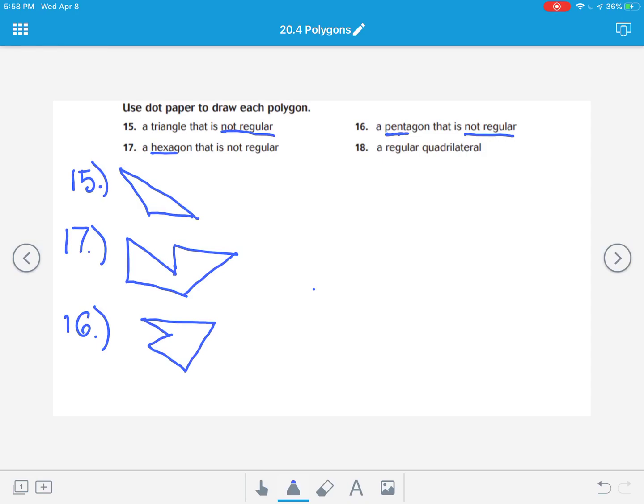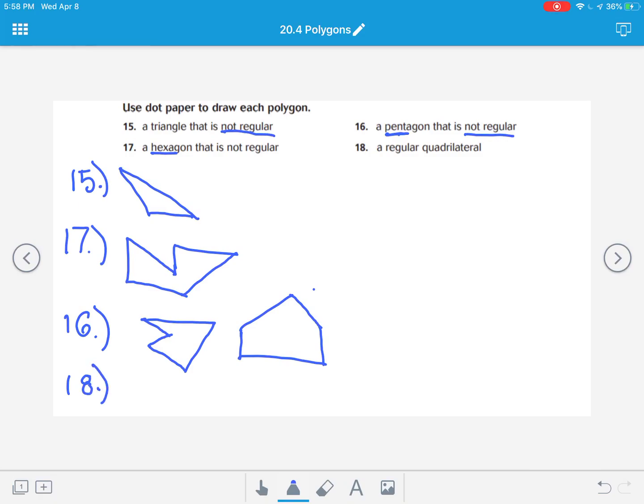You could also draw a traditional pentagon as well. Just maybe draw it like this. 1, 2, 3, 4, and 5. That's normally what we think of when we think of a pentagon, but it's just any shape with 5 sides.